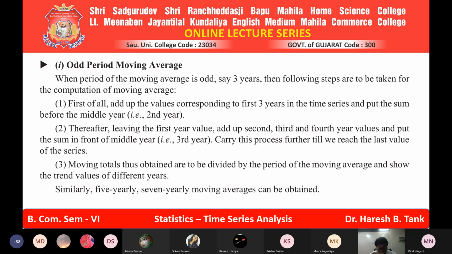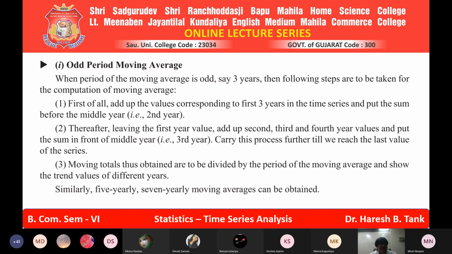Once you make a sum, now skip the first year. Naturally the second element would be the sum of the second year, third year, and fourth year. Again you have to make a sum and put it in between. Naturally in between it comes to the third year. Once you make the total of each of them, then make another column named average.